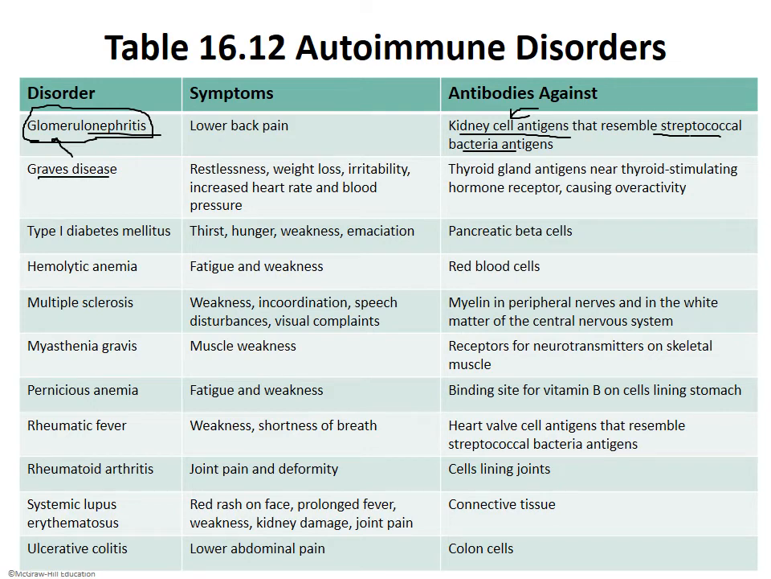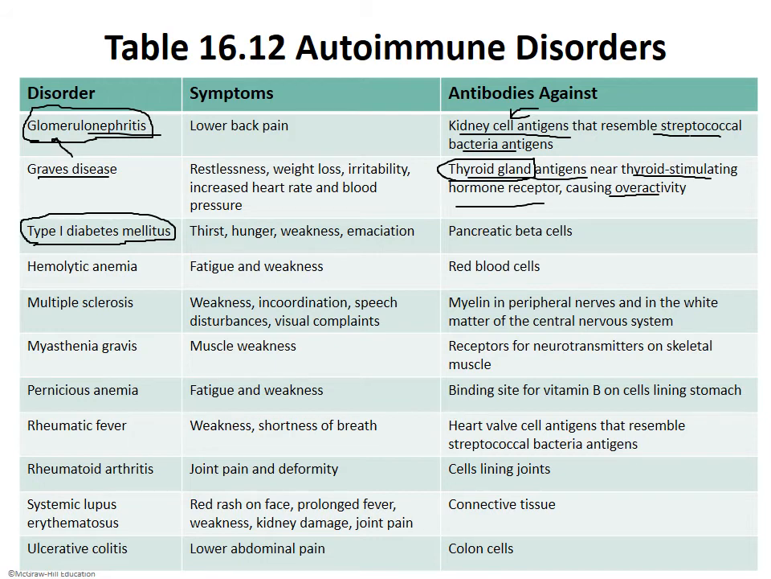Graves' disease. Right? This is where thyroid gland antigens near the thyroid stimulating hormone receptor cause overreactivity, and so we start producing more. And so this causes weight loss. Man, anytime you mess with the thyroid, you end up causing all kinds of diseases and weird, odd manifestations. Everything from hair loss to weight gain or loss, just all kinds of things. Diabetes type 1, diabetes mellitus.